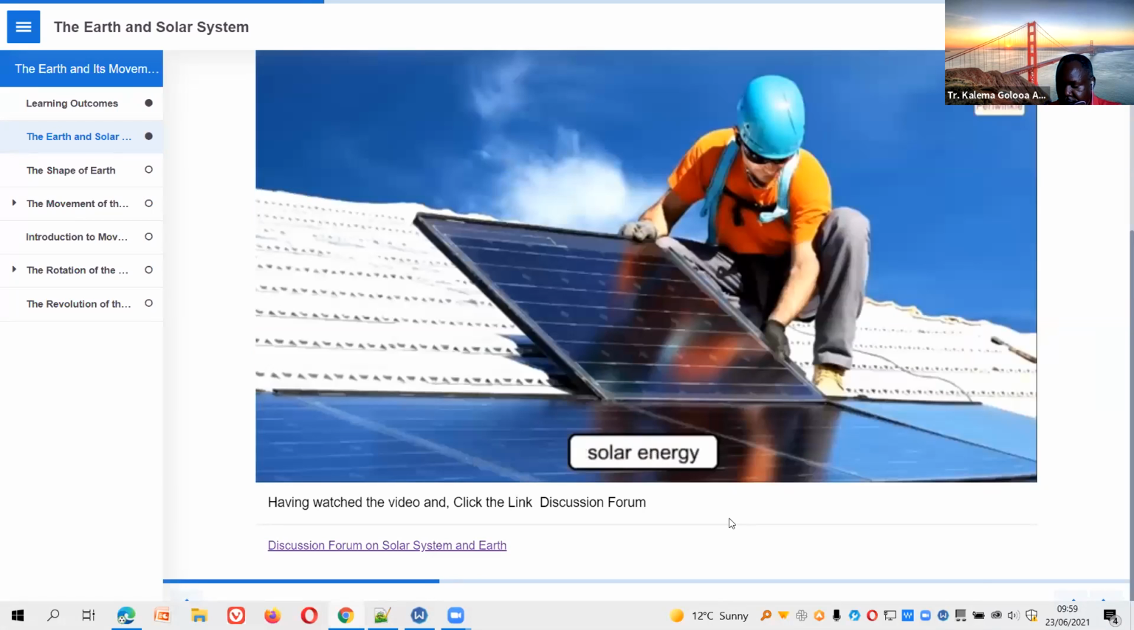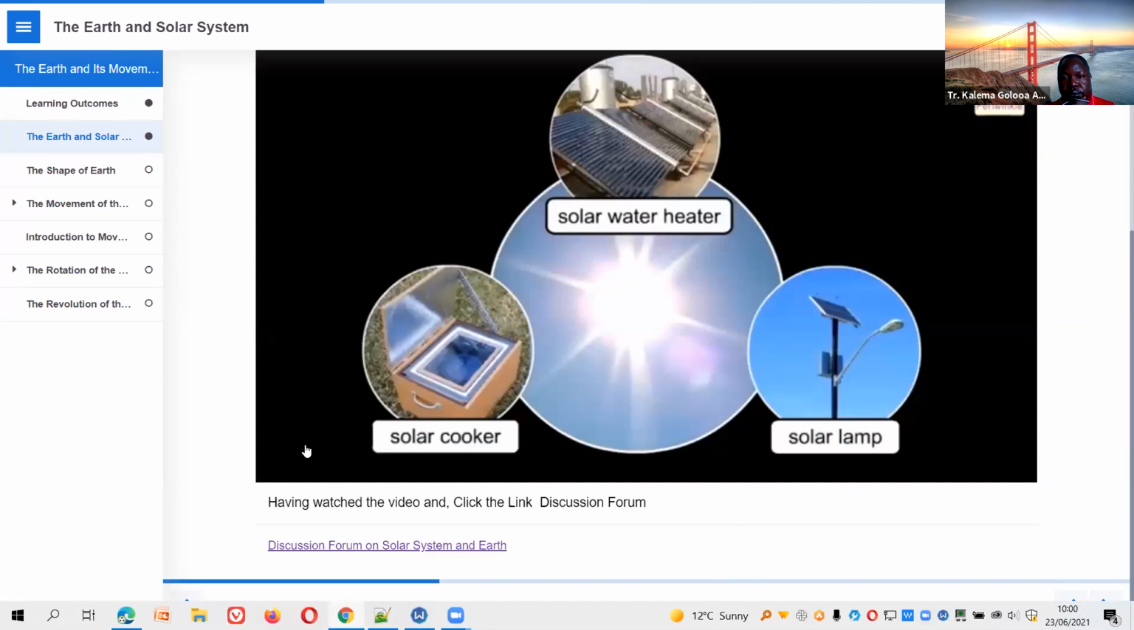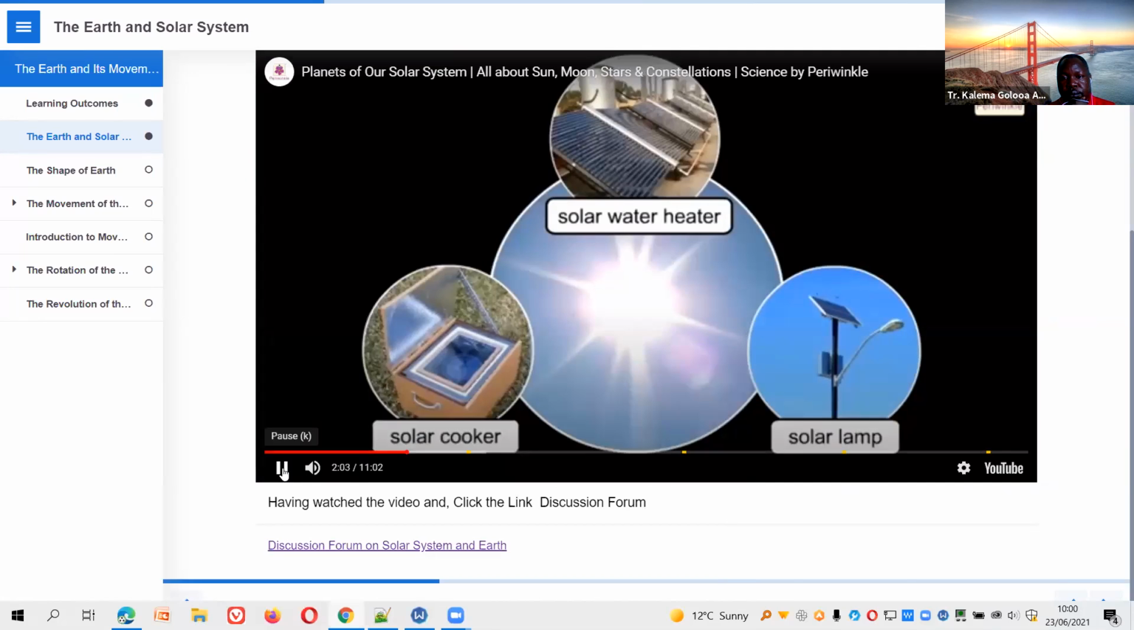Man uses the energy from the sun, that is, solar energy, to run various appliances. The word solar is derived from the Latin word sol, which means sun. Solar energy refers to anything that uses or operates with the sun's energy.